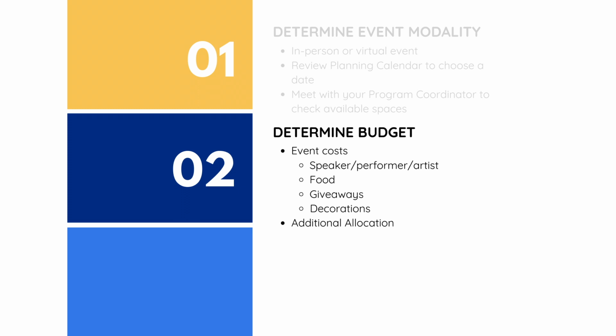If you determine that you do need additional funding, you're able to get that through co-sponsorships with other student organizations or offices, or by completing an additional allocation. An additional allocation is a form submitted to Senate when you need to ask for additional funds for an event or program. Senate will then determine your need and decide whether or not to award you these additional funds.